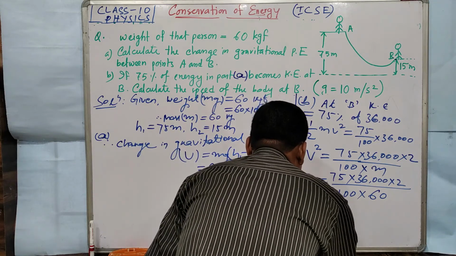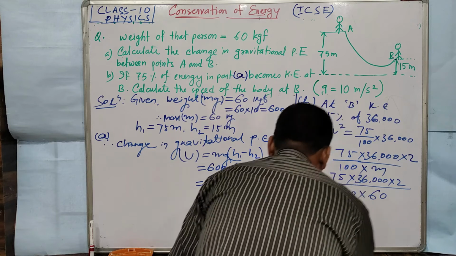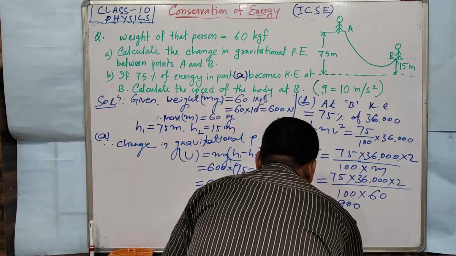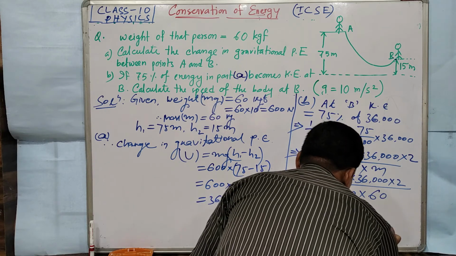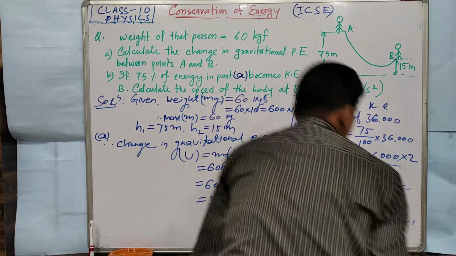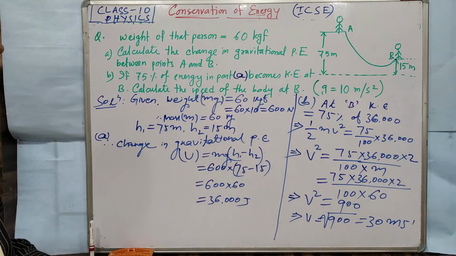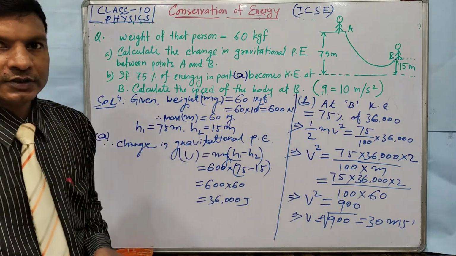After cancelling, you get v square is equals to 900. That implies v is equals to root over of 900. That will be your 30 meter per second. So the velocity at which the body is moving at B will be your 30 meter per second. Understood? Thank you.